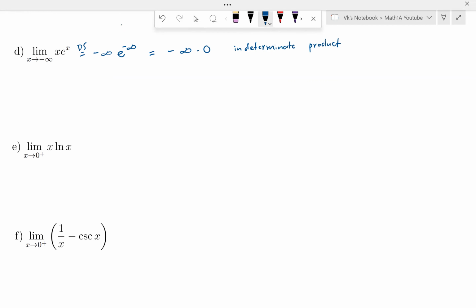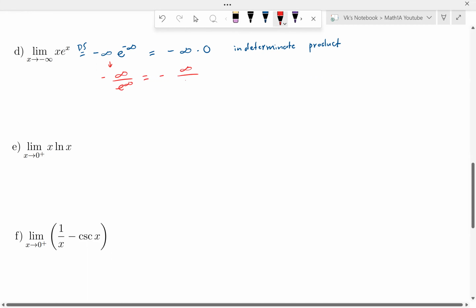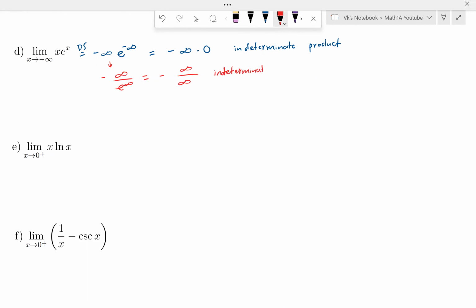You can actually turn this one into a quotient if you use the fact that e to the negative infinity is 1 over e to the infinity. You can write this one as negative infinity over e to the infinity, and say that this is negative infinity over infinity. It was an indeterminate quotient. So we can always turn an indeterminate product into an indeterminate quotient.